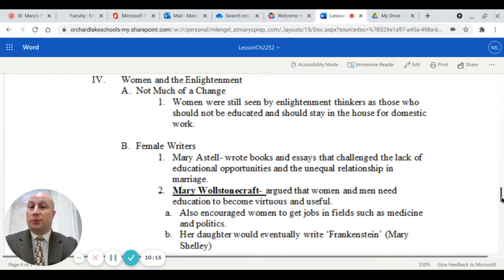Next, I think it's really important to take a look at women and the Enlightenment. Unfortunately, even though these major thinkers, these philosophers, are trying to grab rights and freedoms for individuals, they're really focusing on men. Unfortunately for women, there wasn't much of a change. Women were still seen, even by these Enlightenment thinkers, as those who should not be educated and should stay in the home for domestic work.